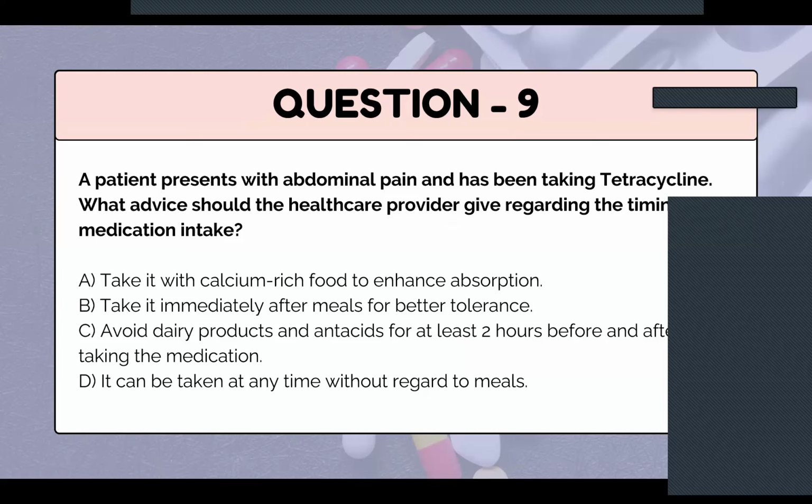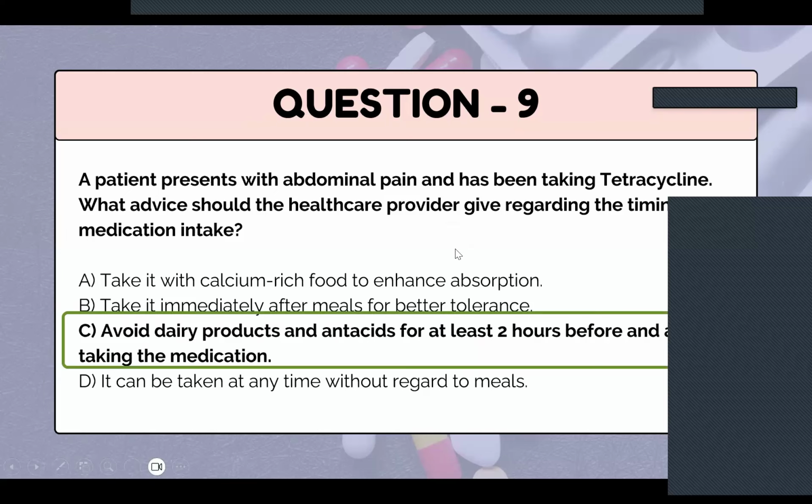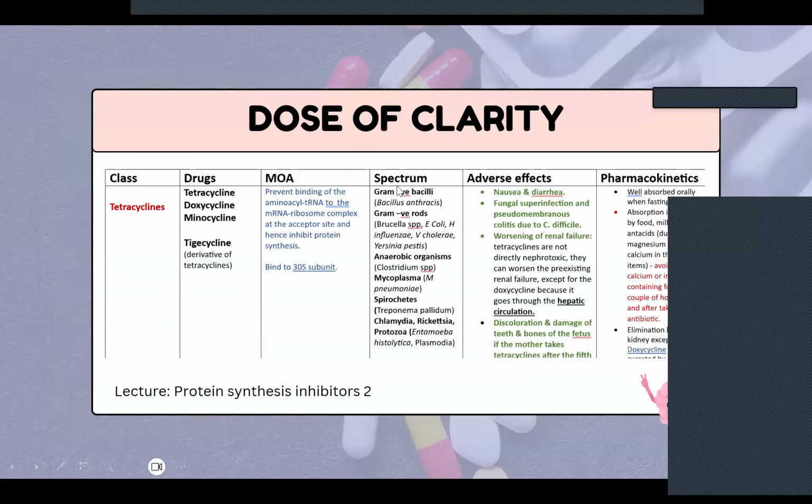C. Yes, it's C. You're right. So the answer is C, and it's very important to remember this. So basically, tetracyclines, whether they are tetracycline, doxycycline, minocycline, tigecycline, all of these need to be administered at least 2 hours before or after taking antacids. Why? Because antacids interrupt their absorption, and that would affect their action.